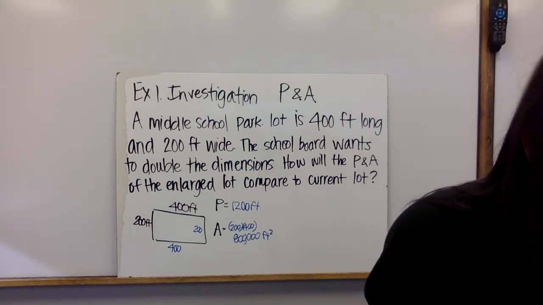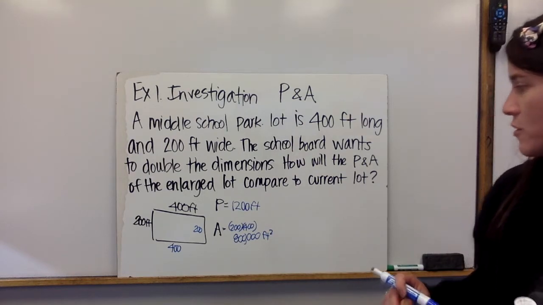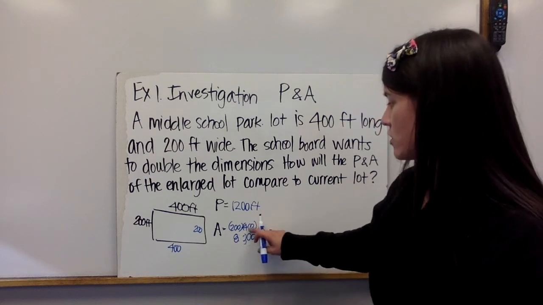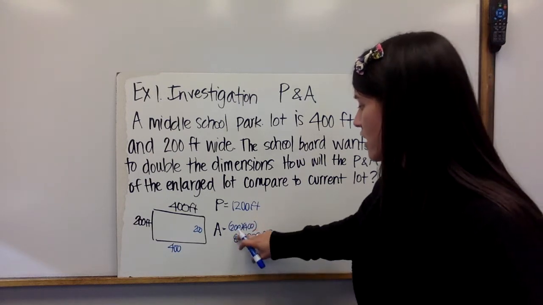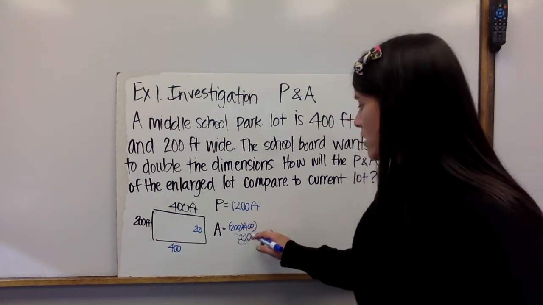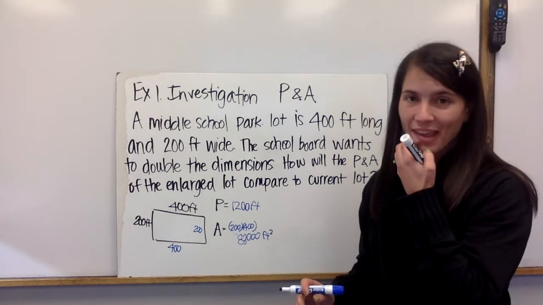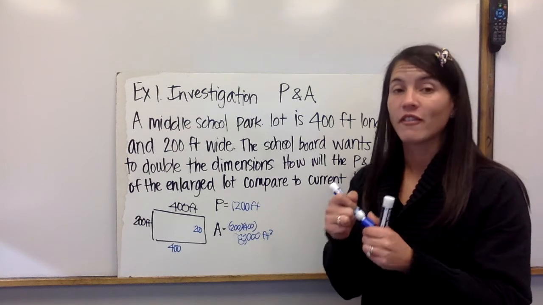800,000 square feet would be that current area, because 200 times 400 is 800. No, I put too many zeros in. 80,000. 1, 2, 3, 4. Oh, goodness. I thought that looked weird. There should be 4 zeros. So 80,000 square feet. Sorry. That is the area and the perimeter of the current parking lot.